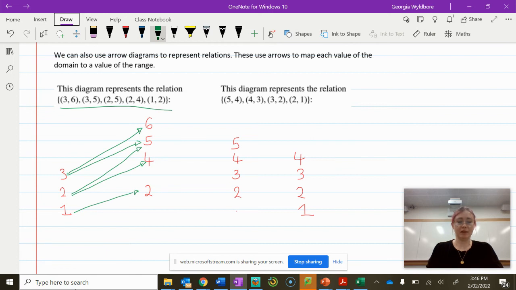So we can see we've got x values going to multiple y values and multiple x values going to particular y values. This second one, 5 goes to 4 in that first pair, 4 goes to 3, 3 goes to 2, 2 goes to 1. So in that one, you can see there's only one x for each y.